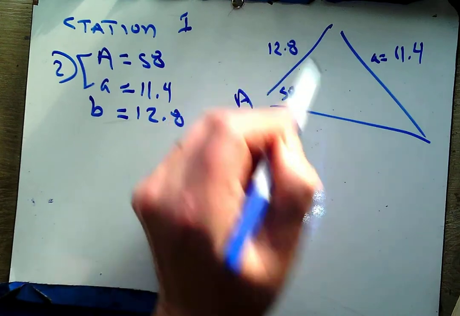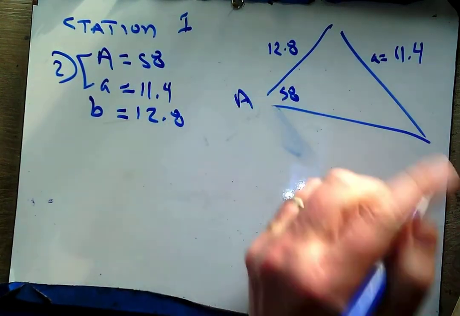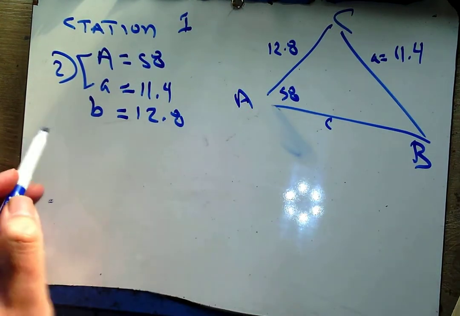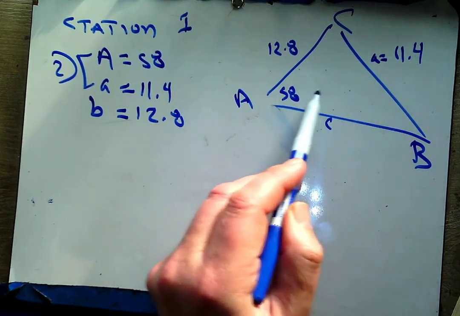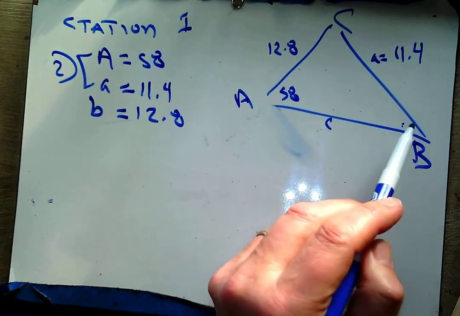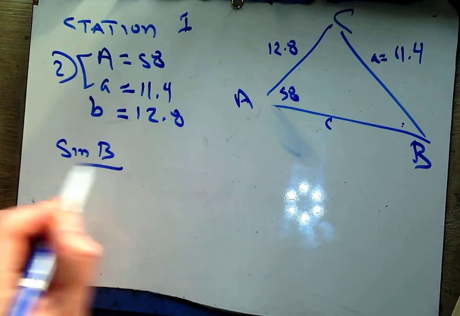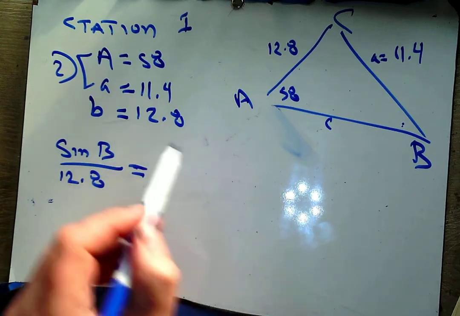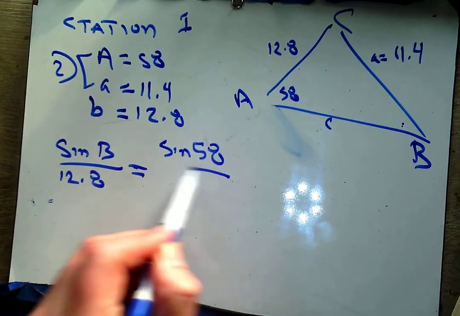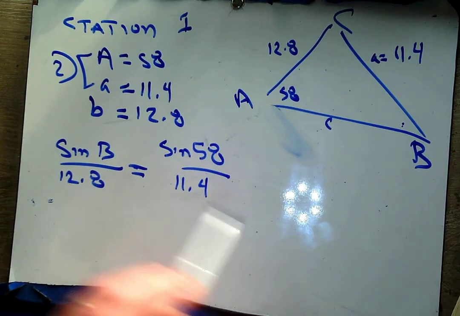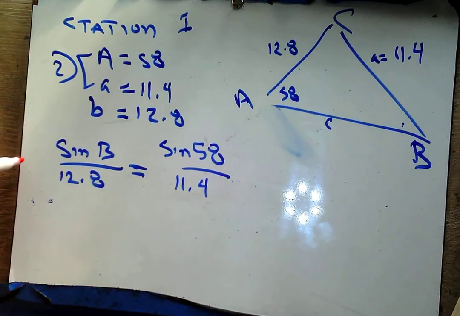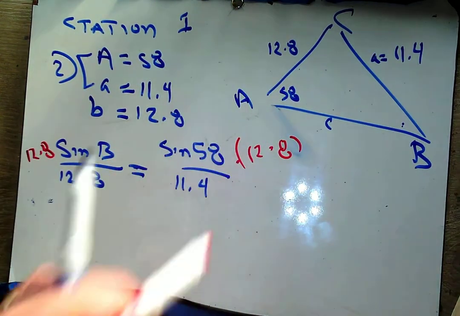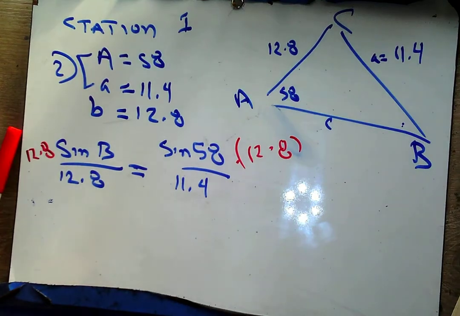So this is 12.8. We're calling this b over here. And I guess this is big C and little c. So I know the side opposite pair. I know this side, so first I'm going to try and find that angle. So the sine of beta is what we're looking for. That's going to be sine of 58 over 11.4. And again, all I really have to do here is multiply both sides by 12.8. And then inverse sine. So let's see where that goes.